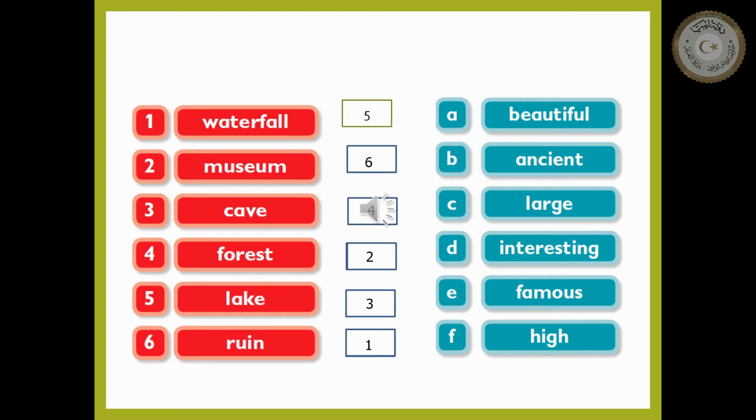Listen and match. 1, It's a high waterfall. 2, It's an interesting museum. 3, It's a famous cave. 4, It's a large forest. 5, It's a beautiful lake. 6, It's an ancient ruin.